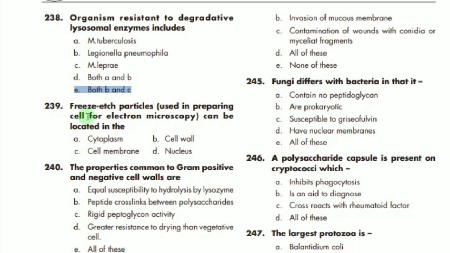MCQ 239 says that freeze-etch particles, which we mostly use in cell preparation for electron microscopy, are mostly located in the cell membrane. C is the correct option. MCQ 40 says that the property common to gram-positive and gram-negative cell walls is greater resistance to drying than vegetative cells. D is the correct option.